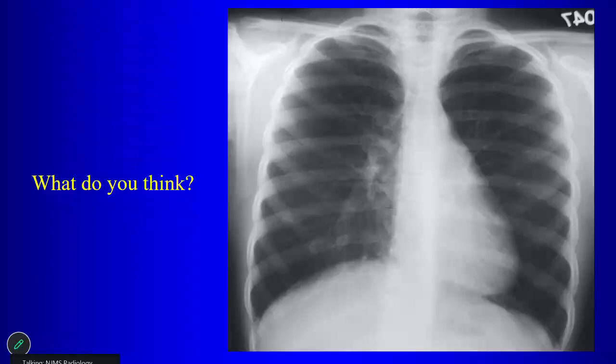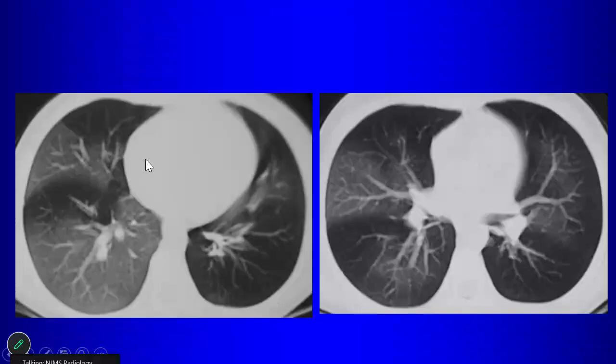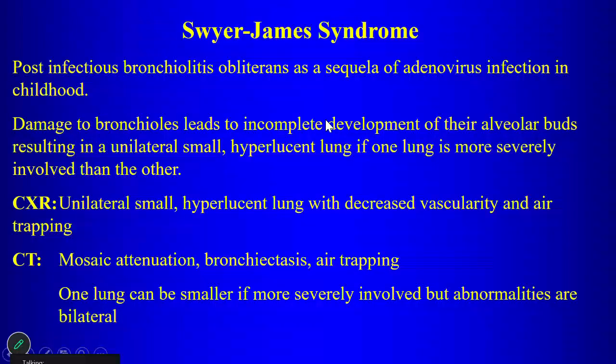Smaller lung that's more lucent is what? What's the underlying disease? Small hyperlucent lung, what is that? Swyer-James. Okay. See how easy it is? So this is a patient, as it turns out, with Swyer-James syndrome. Bronchiolitis obliterans as a child. Actually, it's a young patient. He's a teenager. So Swyer-James syndrome, post-infectious bronchiolitis obliterans, usually sequelae of adenovirus infection in childhood.